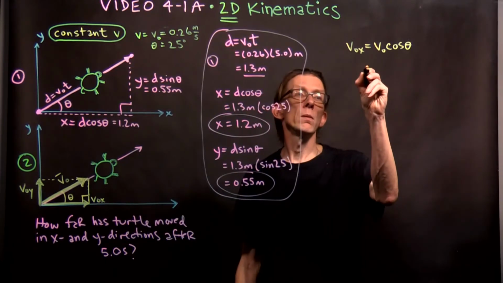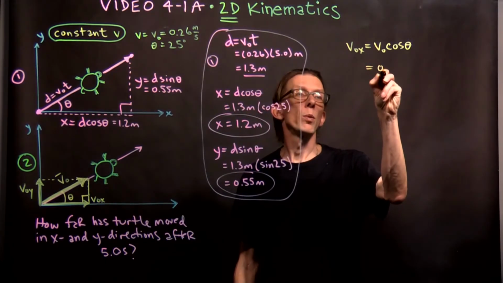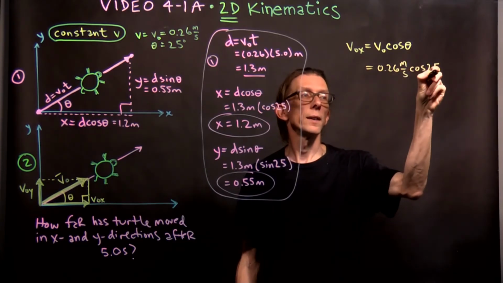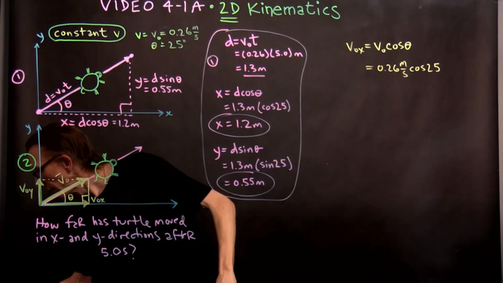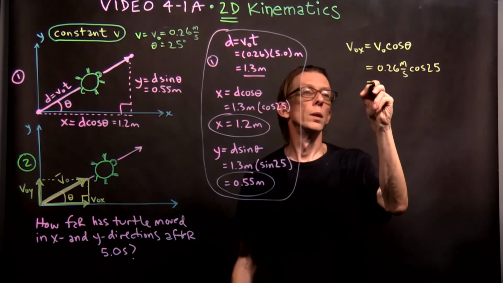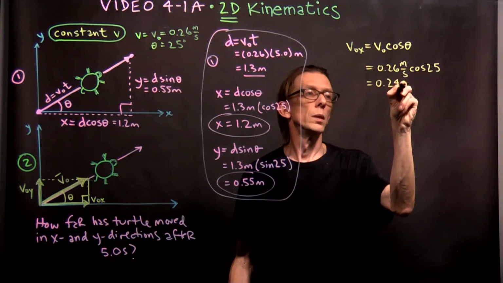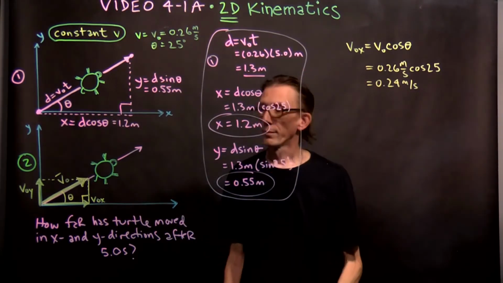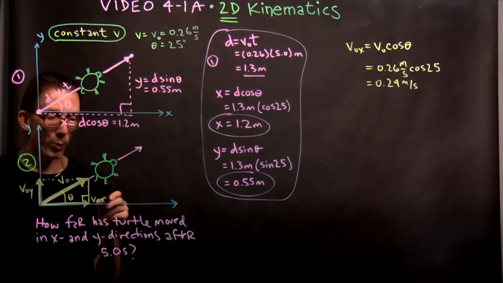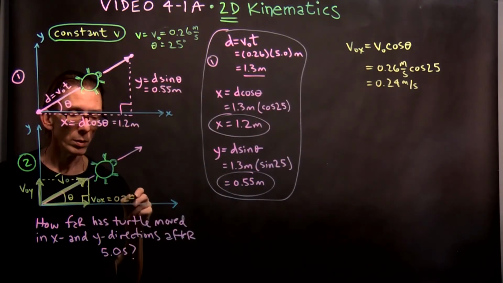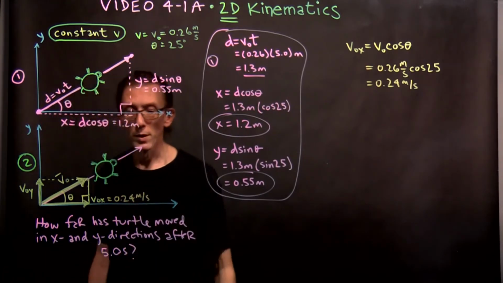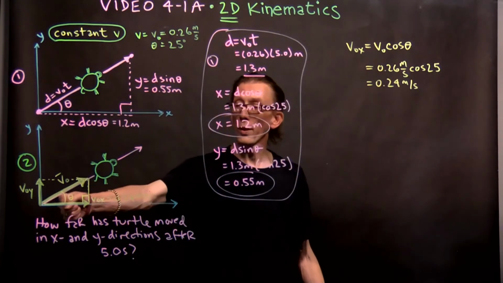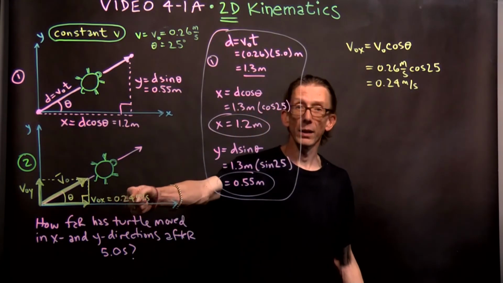That's what this number tells you, how quickly his x-coordinate is changing. Put in the numbers that you know. V naught is 0.26 meters per second times cosine of 25. And you'll get 0.24 meters per second. Okay, so v naught x is 0.24 meters per second. That's how fast the turtle's x-coordinate is changing as he moves up that diagonal line.